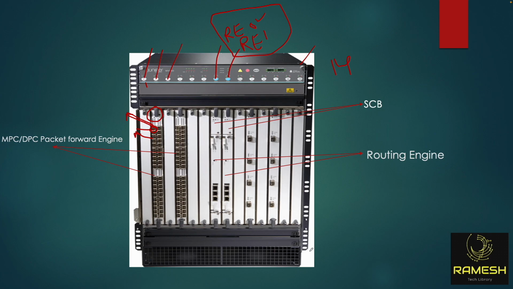Suppose you look at the back side, it has power supplies. So 2 plus 2 or 4 plus 4, I'm not sure. Yeah, 4 plus 4 I guess. So 4 are active, 4 are standby. If anything happens to the power supplies, backup power supplies are also there. So it has redundancy in power supplies and redundancy in routing engines.